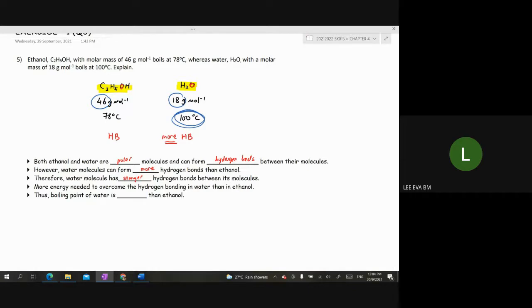Shortcutkan 2 ayat dalam satu. Tapi dia ada words, dia ada keywords. More and stronger. That show comparison. Okay, more and stronger hydrogen bond. So more energy is needed to overcome this strong hydrogen bonding in water, and thus the boiling point of water is higher than ethanol. Okay, ingat bila kita buat comparison, mesti kena cari benda yang berbeza untuk buat comparison. The same thing cannot compare.